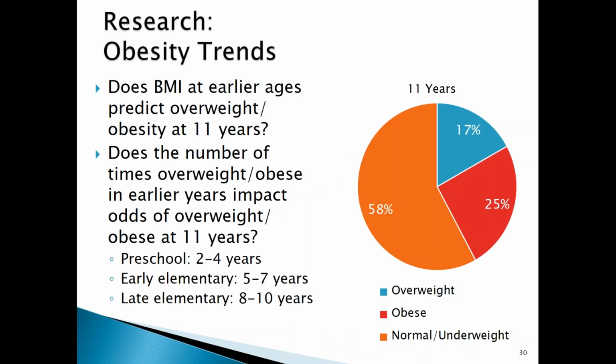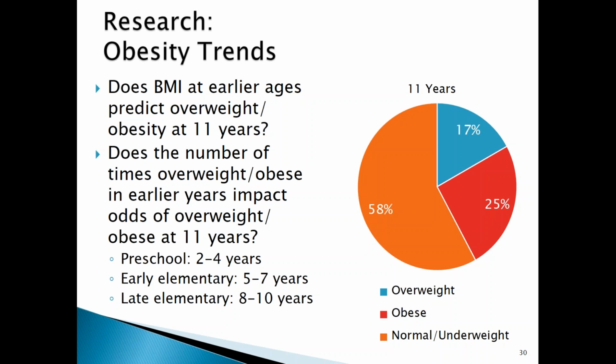Okay, another way that we used some of the information I mentioned on that medical form was to look at obesity trends. In particular, we were looking at the 11-year data, and we wanted to know what would predict whether kids were overweight or obese at 11 years. You can see the distribution here, and we had quite a few kids that were overweight or obese. We had 17% who were overweight and 25% who were obese at 11 years.